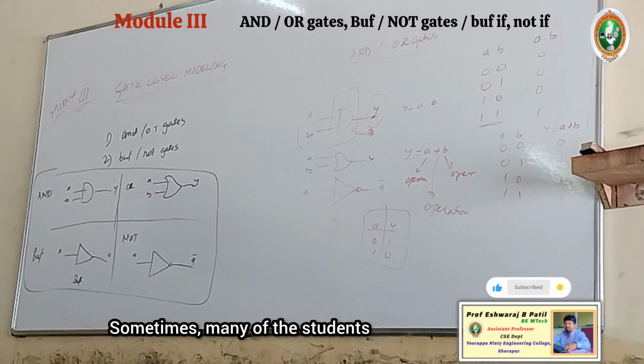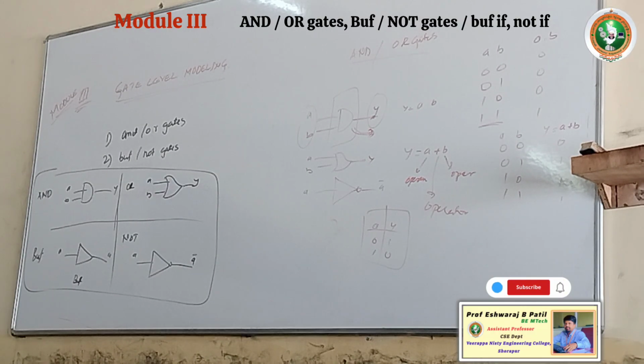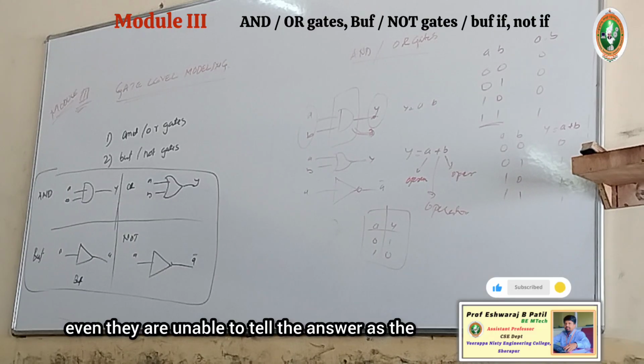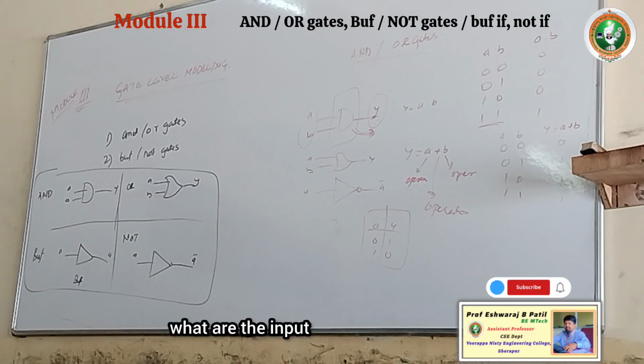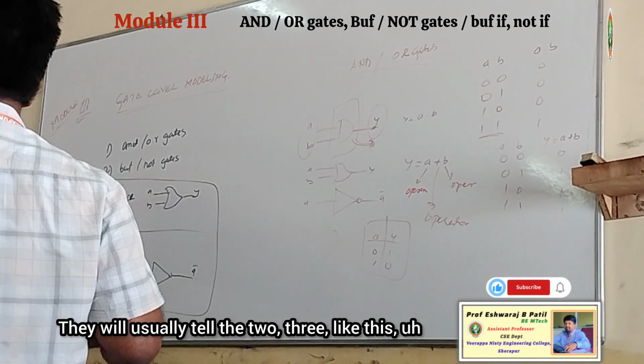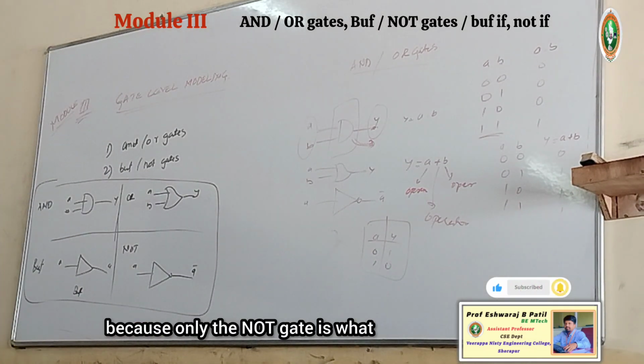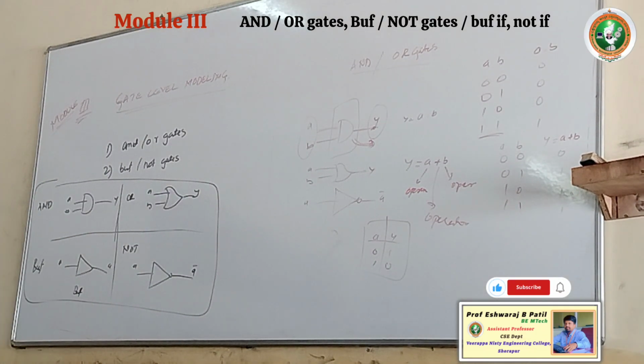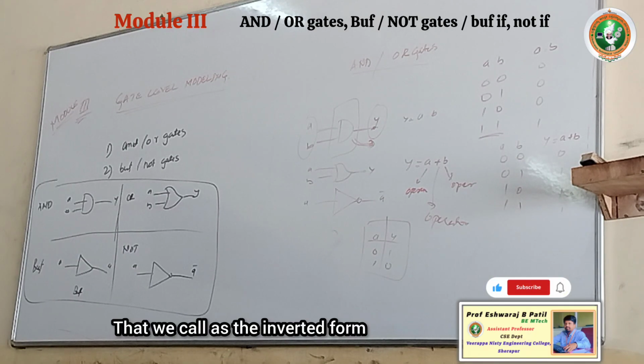Sometimes many of the students, after the completion of their 7th sem or 8th sem, are unable to answer how many inputs there are for the NOT gate. They will usually say 2 or 3, but the NOT gate is the inverter, which has only one input. The output is also only one, which we call the inverted form.